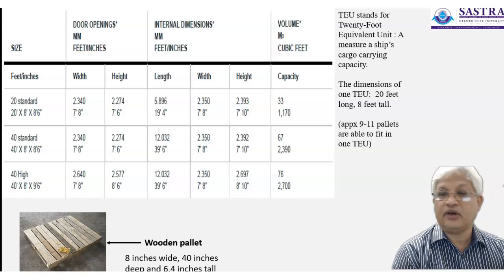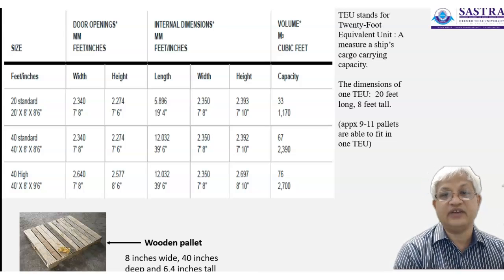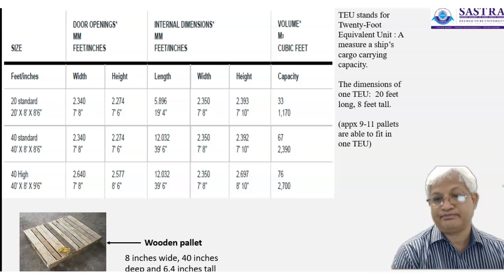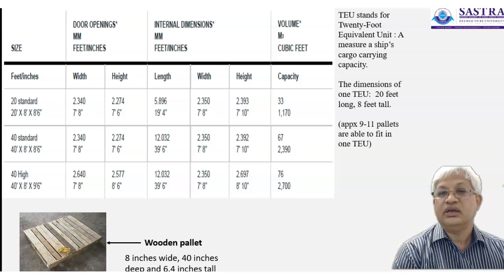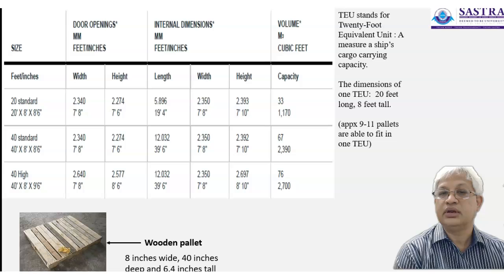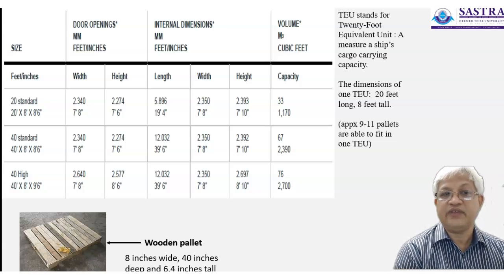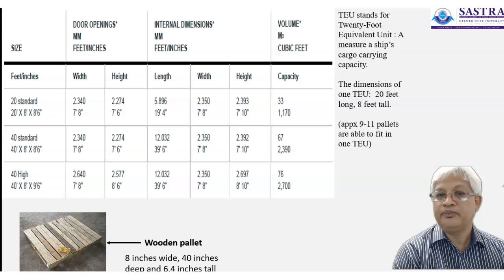Normally, the capacity of a container ship is expressed in what we call TEU. TEU, which is written in the slide above, stands for twenty-foot equivalent unit. That means it's a measure of a ship's cargo carrying capacity. The dimensions of one TEU are 20 feet long, 8 feet tall. So when I say 20 feet long, 8 feet tall, I am referring to a typical 20 feet container. Almost 9 to 11 pallets are able to fit in a single TEU.